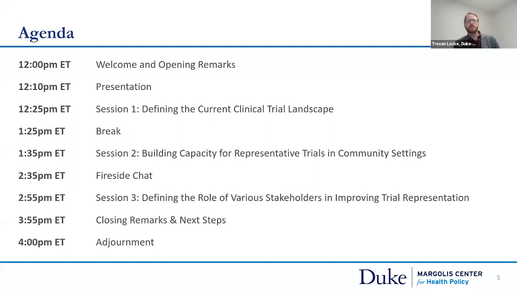Our second panel will focus on the resources needed to build capacity for representative enrollment and the role of education and community partnerships in building that capacity in community settings. We're then excited to have a fireside chat with Dr. Kirsten Bibbins-Domingo, the editor-in-chief at JAMA and chair of the National Academy's 2022 report on improving representation in clinical trials and research. She'll be joining Dr. Mark McClellan, the director here at the Duke Margolis Center for Health Policy. For our last panel of the day, we'll be discussing the roles of various stakeholders in improving trial representation with one last great panel lineup. And then we'll close around 4.